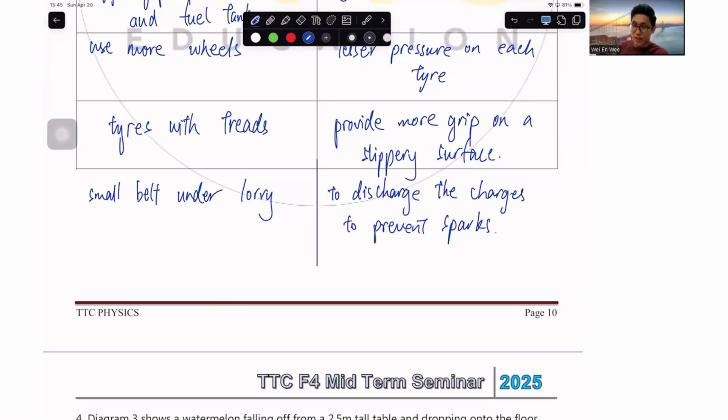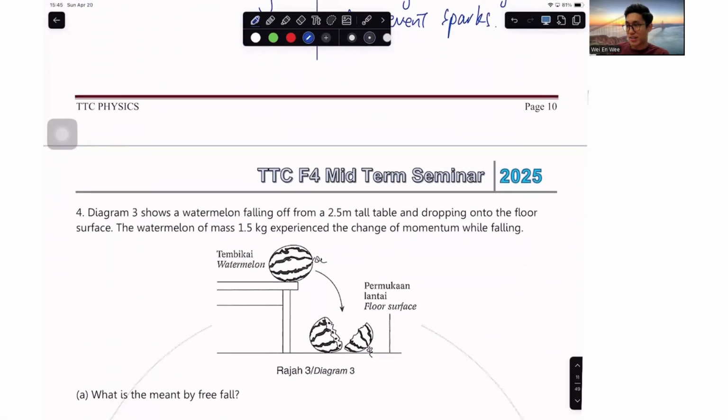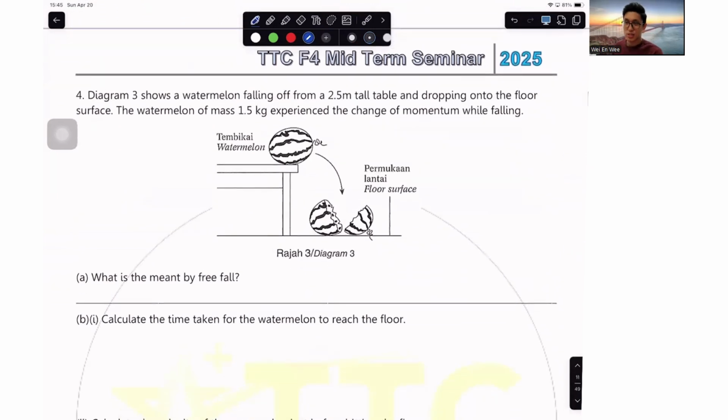All right, let's try to finish this. One more question. Question number 4. Let's try to finish this question.